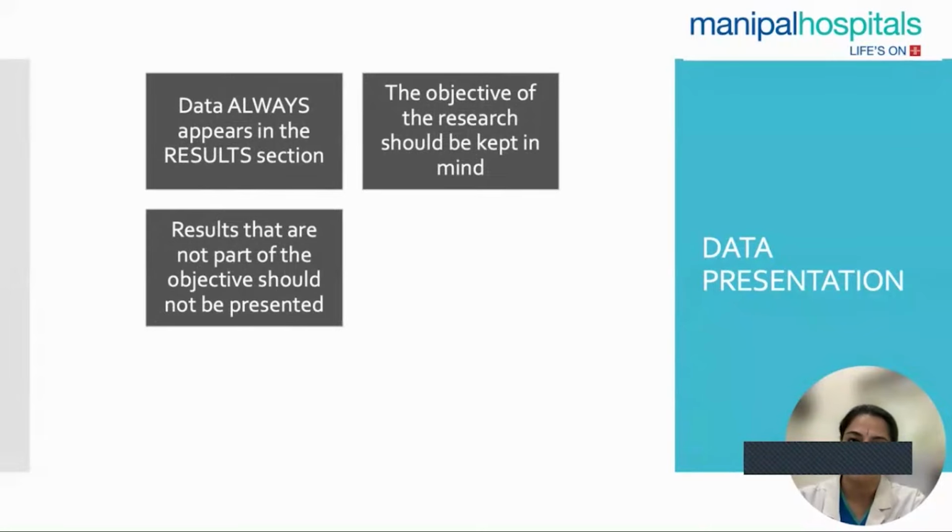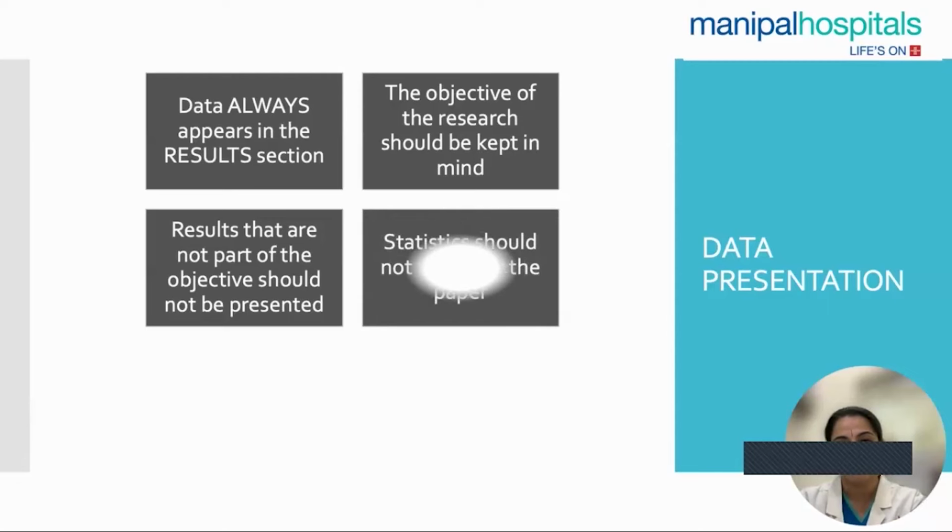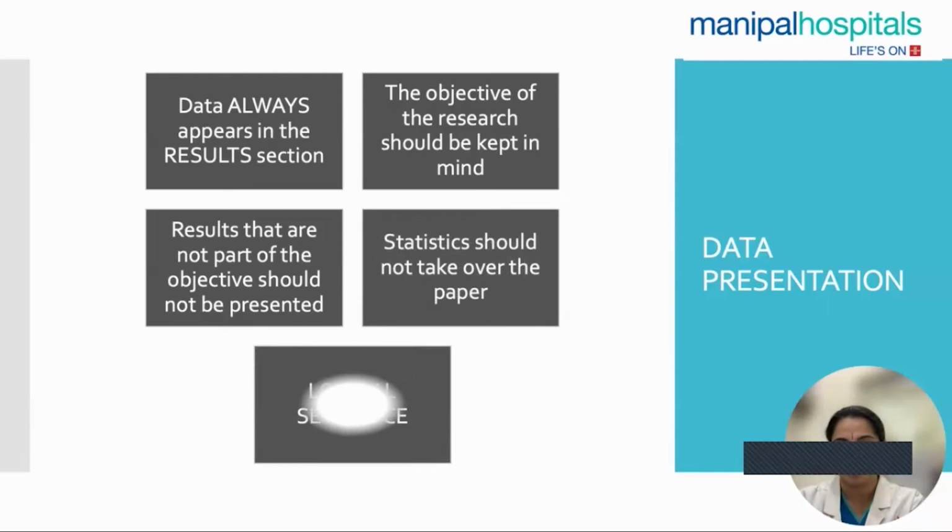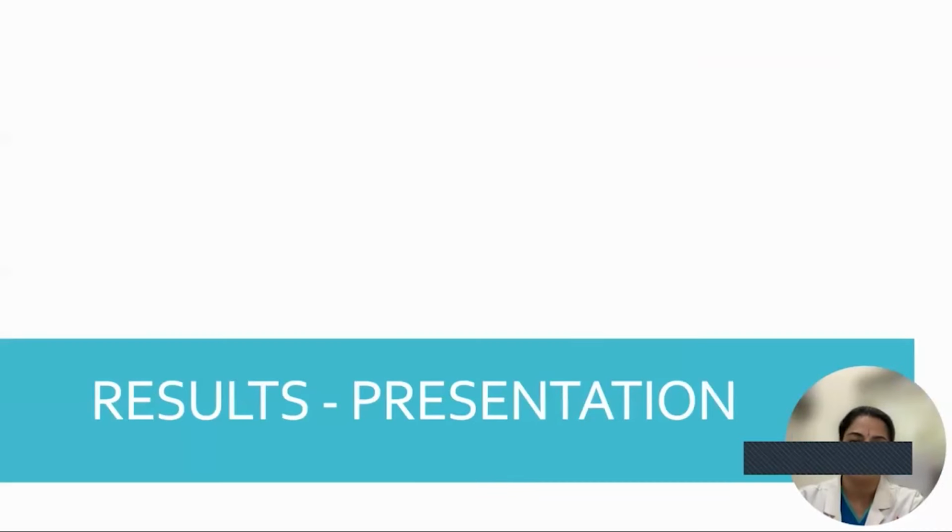When you are collecting data, there are a lot of things which will divert you. You may say, I can also do this, I can also do that, I can also collect this, I can do a subgroup analysis. So don't get carried away. Focus on what you want to do. Focus on what is required, what your objective is, what you started with, and go along the same line. Don't get diverted. Also, statistics should not take over the paper, and you should present the results in a logical sequence.